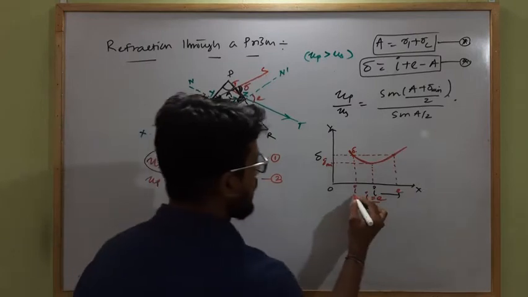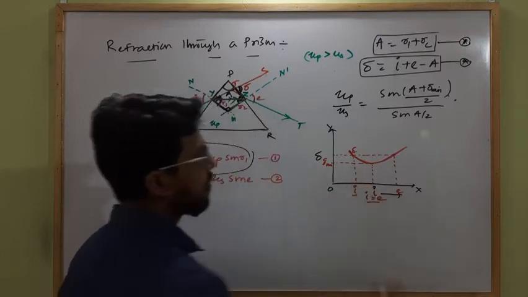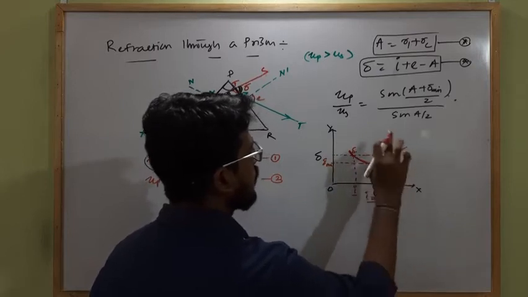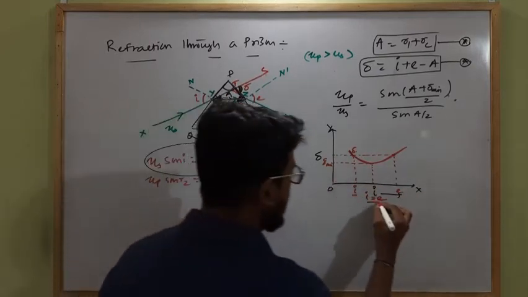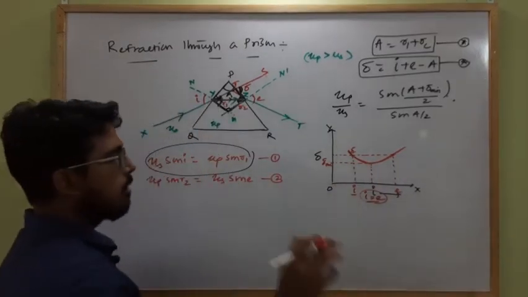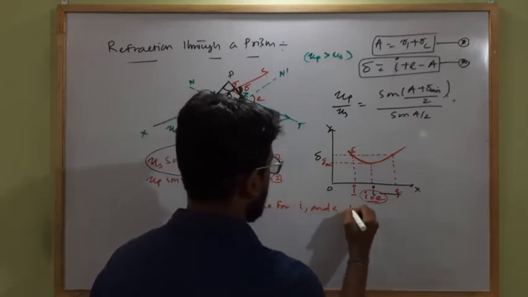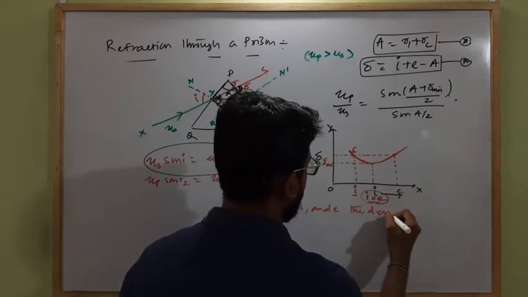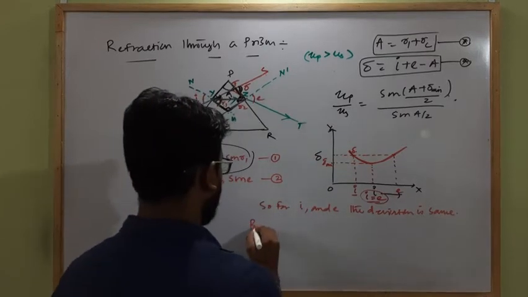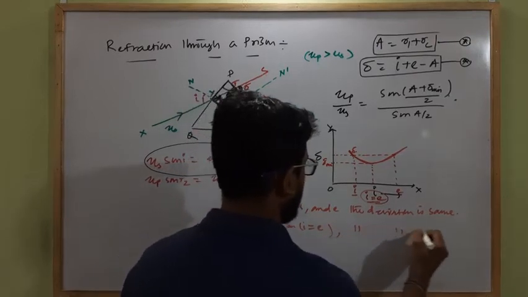Similarly, when we incident the ray with that angle of emergence, we will get the same delta value of deviation. Clear? When this is the angle of incidence, this is the angle of emergence. Similarly, when this will be the angle of incidence, this will become the angle of emergence. So for i, the same delta will be obtained when e is the angle of incidence. But when i and e become equal to each other, the deviation will be minimum. Clear? So for i and e the deviation is the same, but when i is equal to e, the deviation is minimum.